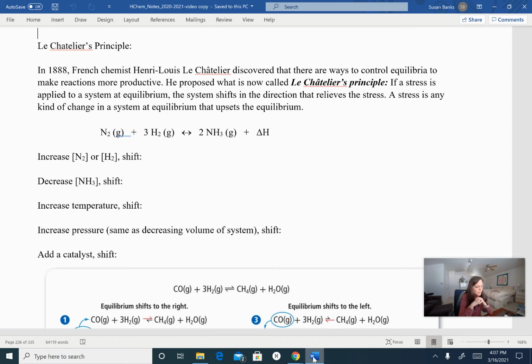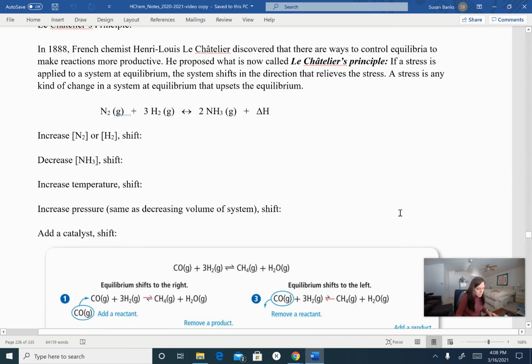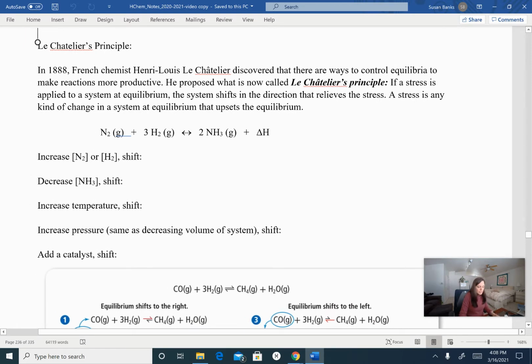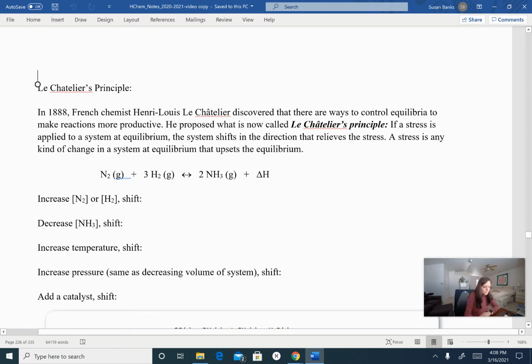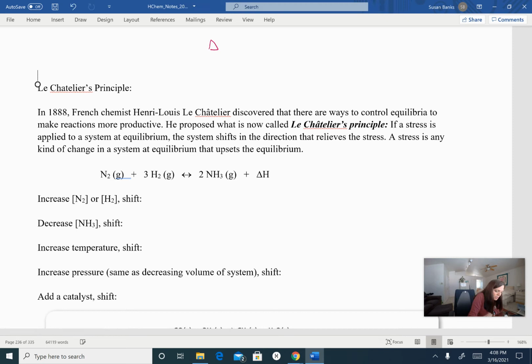If a stress is applied to a system at equilibrium, the system shifts in a direction that will alleviate or relieve that stress. A stress is any kind of change in a system at equilibrium that upsets that system. So when we are talking about stresses in an equilibrium system, those stresses are usually the following. We can change the concentration of either a reactant or a product. We can add some or remove some.